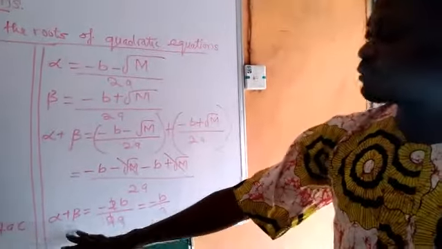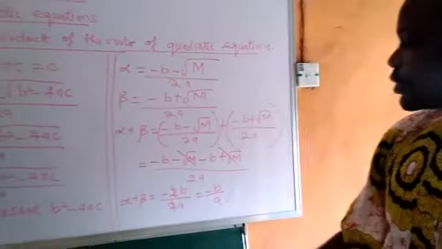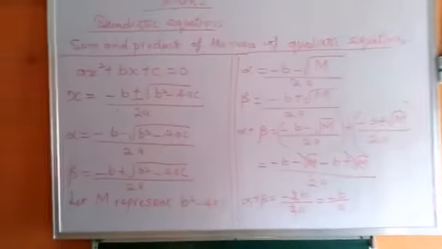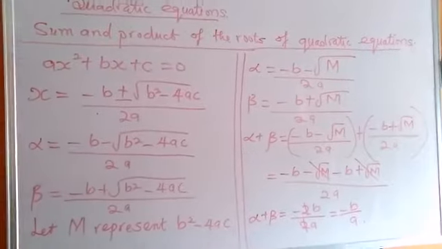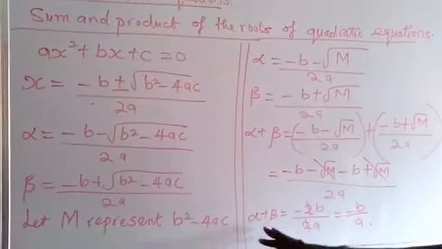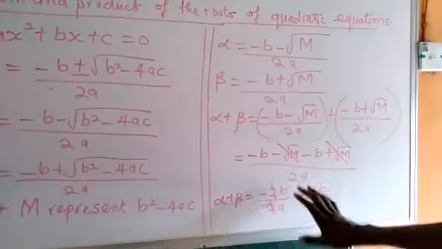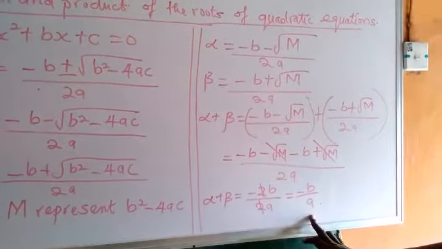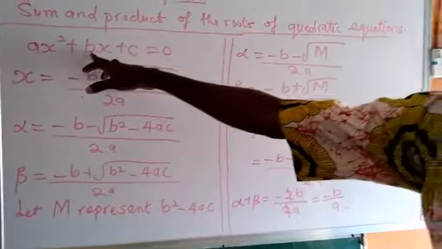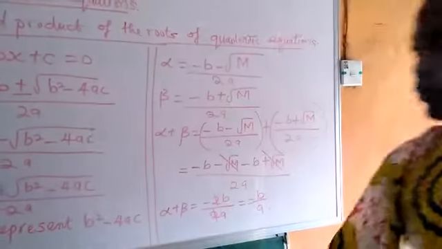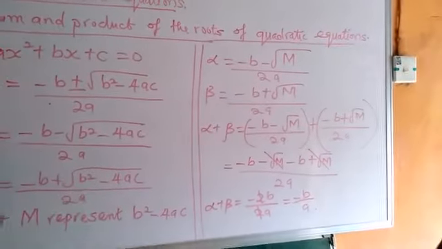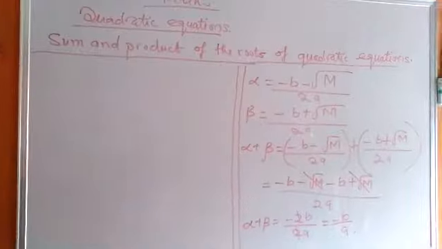Now we are going to derive the formula for the product. So let's continue to derive the formula for the product. But for the sum, the formula is minus b over a. If you look at it, this is our b and this is our a. We are going to look at an example later. Let's derive the product formula first.